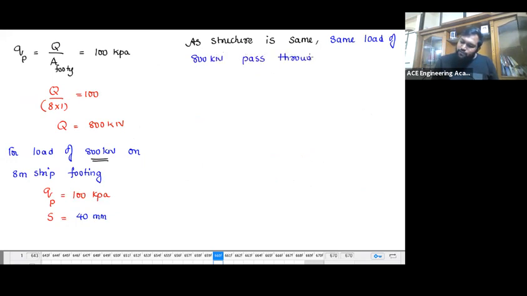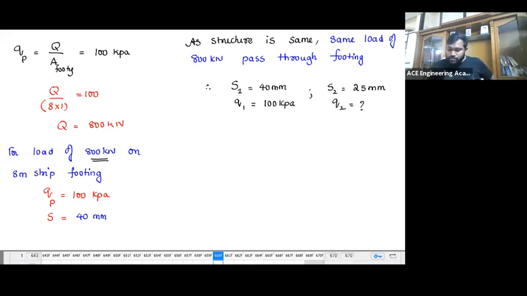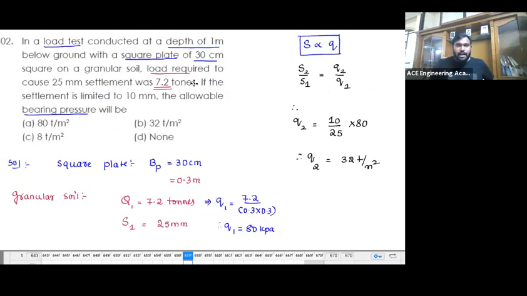passes through the footing. If that 800 passes through an 8 meter strip footing, I got the pressure of 100 and settlement of 40. Now, for settlement of 40 mm, the pressure was 100 kilopascals. But I want to settle to 25 mm. What is the pressure? Similar to the previous question, but here I kept the plate constant, and here I am saying the load constant.